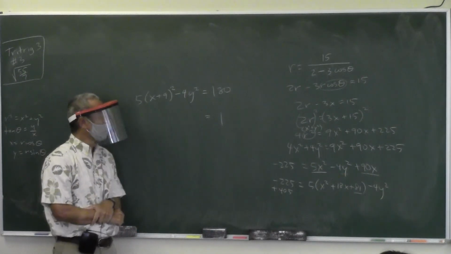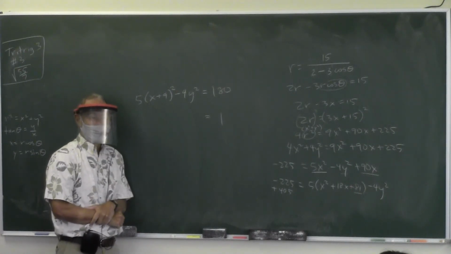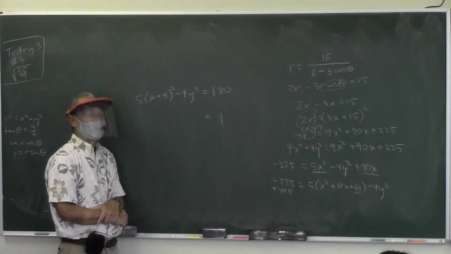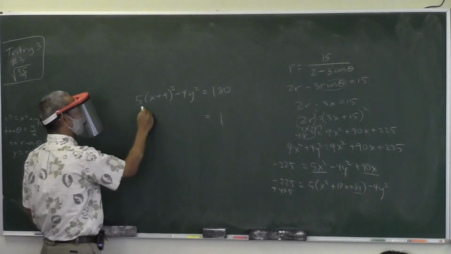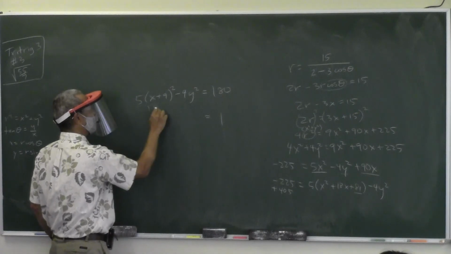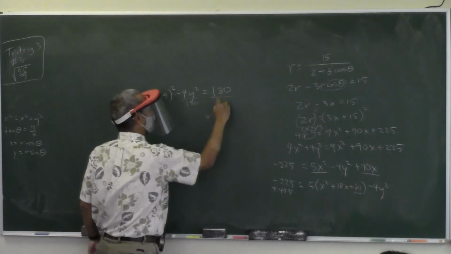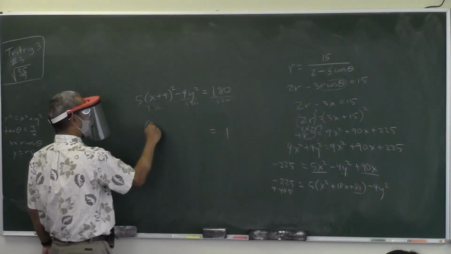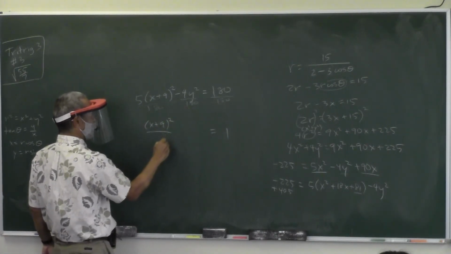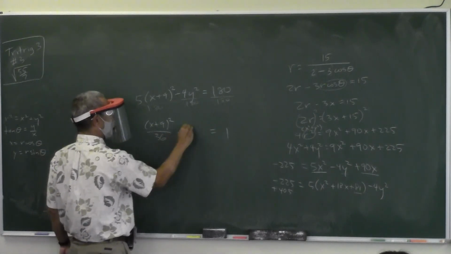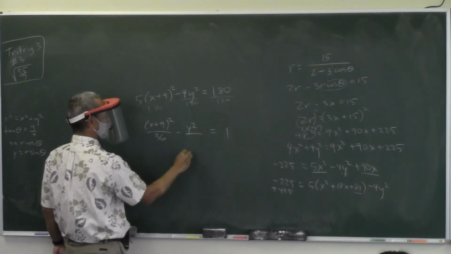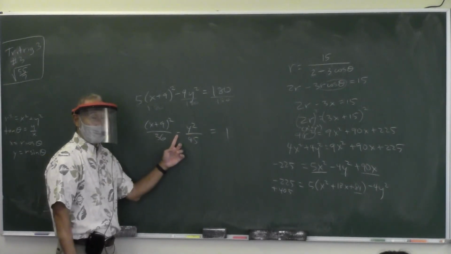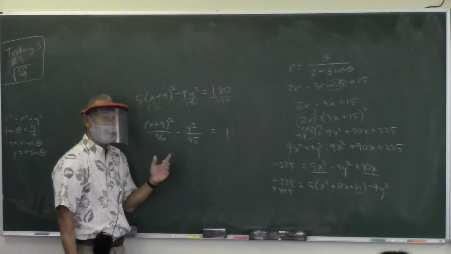So how do I get the 1 there? I'll give you 2 options. Subtract 179 from both sides, or divide both sides by 180. Yeah, that's the one you want. Divide both sides by 180. So what do we got? (x plus 9) squared over 36 minus y squared over 45. See, if this sign in the middle is a minus, it's a hyperbola. If it's a plus, it's an ellipse.